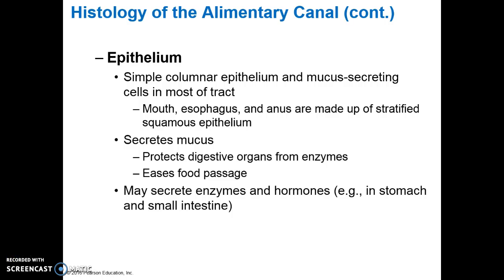The epithelium essentially is simple columnar epithelium with mucus-secreting cells in most of the tract. In other words, with the exception of the mouth, the esophagus, and the anus, which are made up of stratified squamous epithelium, the rest of it is simple columnar epithelium, in which you have goblet cells that secrete mucus, which protects the digestive organs from enzymes and eases the food passage. Some of them, like in the stomach and small intestine, may also secrete enzymes and hormones.